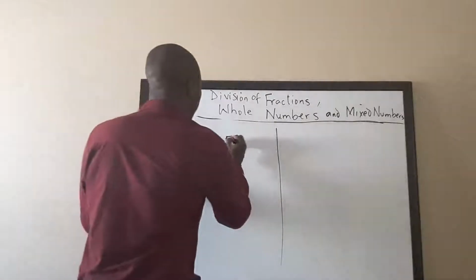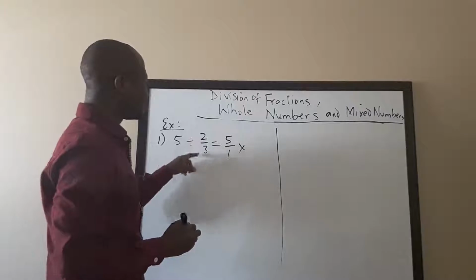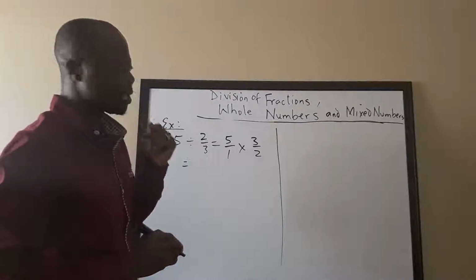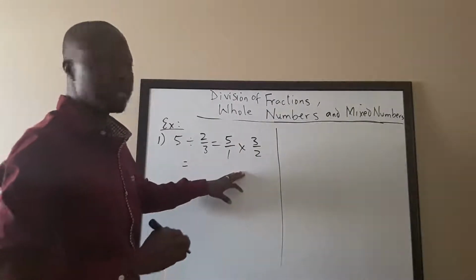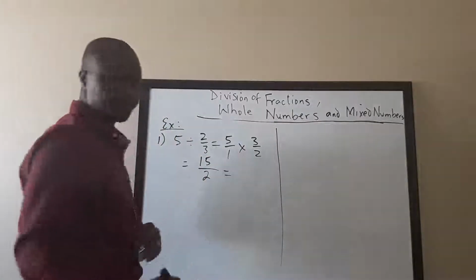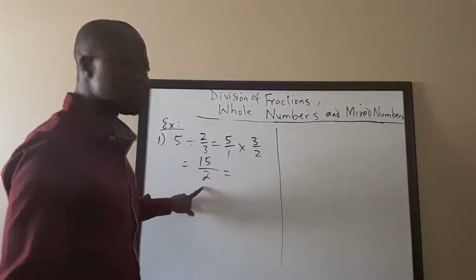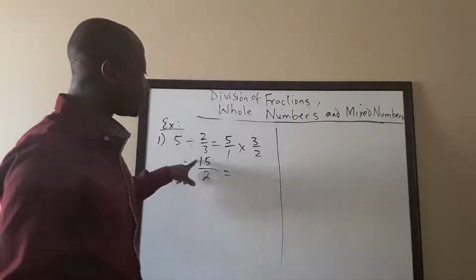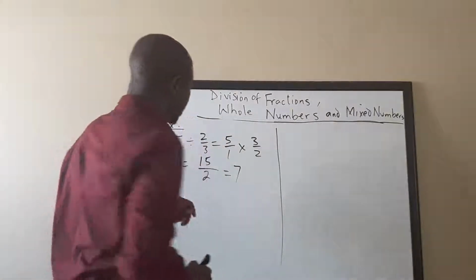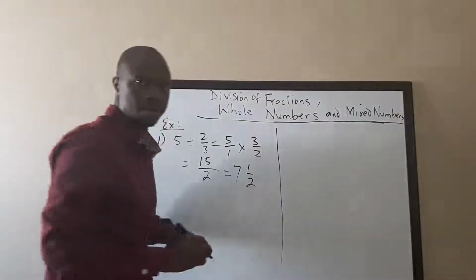So 5 turns into 5 over 1. The divide sign turns into the multiply sign. 2 over 3 turns into 3 over 2. So at this point, I can't cancel anything out. So I'm going to do 5 times 3 is 15. And 1 times 2 is 2. Like so. And then here, I'm going to convert this into a mixed number. So how many times does 2 go into 15? It is 7 times, because 2 times 7 is 14. So I take out 14 from 15, I get 1. So I have 1 over 2. Like so.